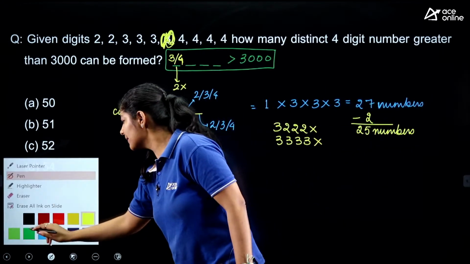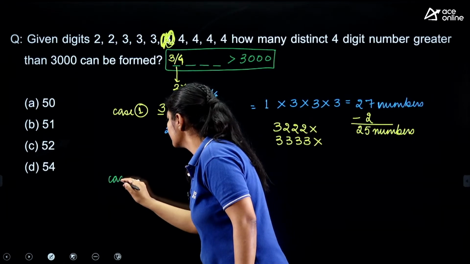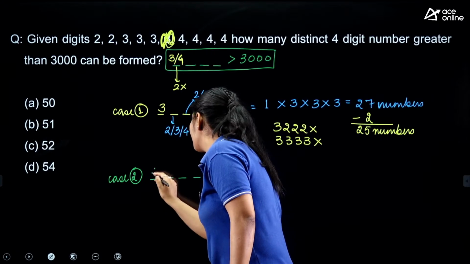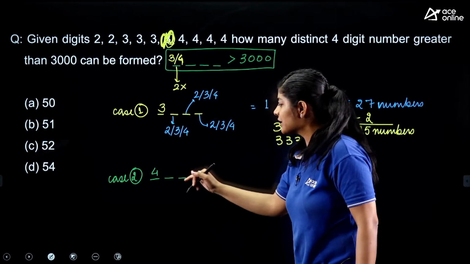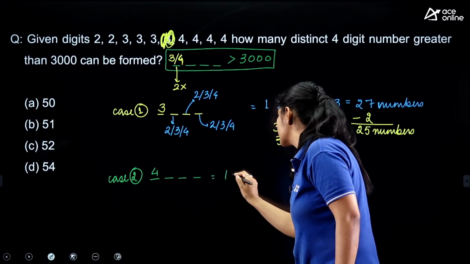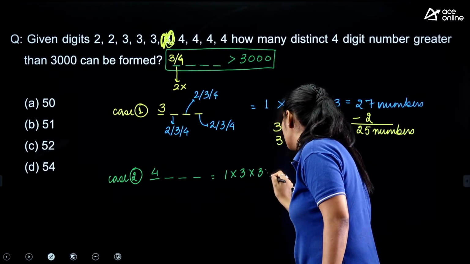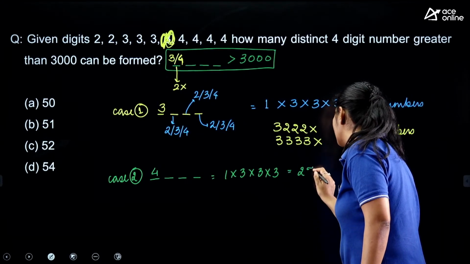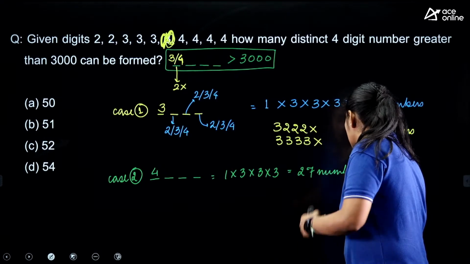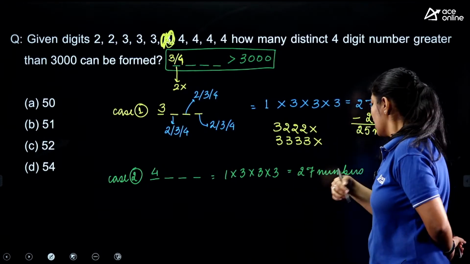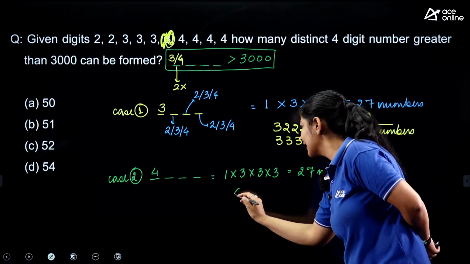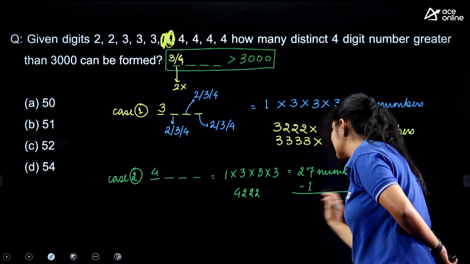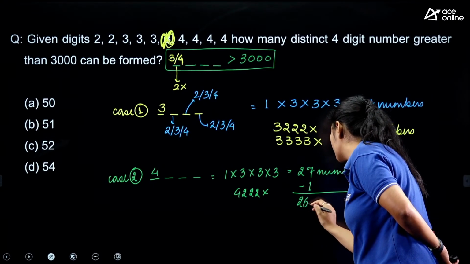Now we just simply consider case 2, right? Where we can fix 4 over here. So again, how many choices are we having? 3 choices. 1 into 3 into 3 into 3, right? So in this case also again I got 27 numbers. Which number can't we make over here? Again that is 4222. So we just simply eliminate one, and here we got 26 numbers.